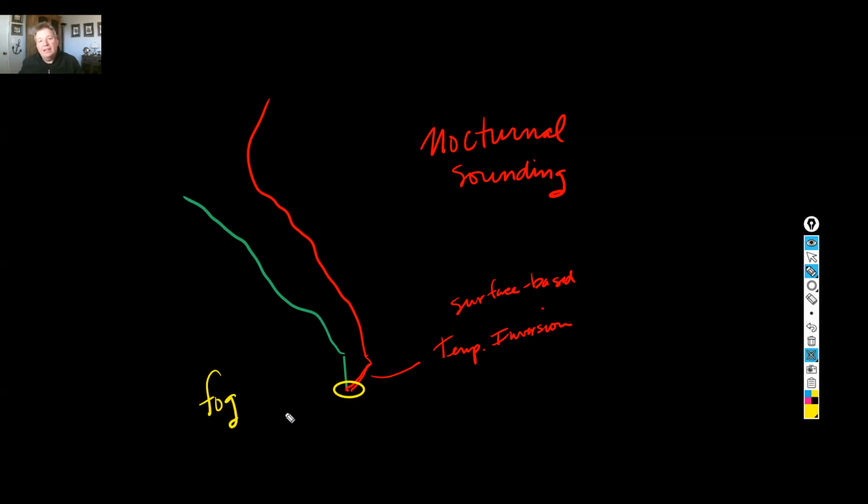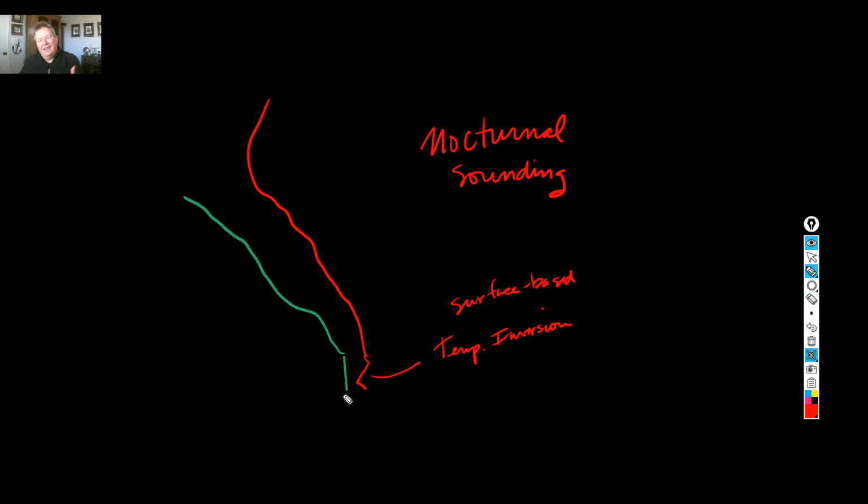Now, keep in mind that this is probably going to form when the winds are calm, because if there was wind, what would the sounding look like? Let's do this. If there were wind, the sounding may look like this. It would maybe try to be an inversion for a while, but then right near the ground, there are mechanically induced turbulent eddies creating a well-mixed boundary layer.